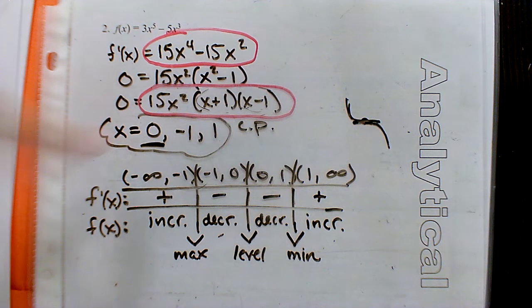Okay, notice how 0 was a critical point though. It was a potential max or min because it has a level slope, but in the end it's not classified as one. Okay, that's why we use the word potential. It might not be a max or min.